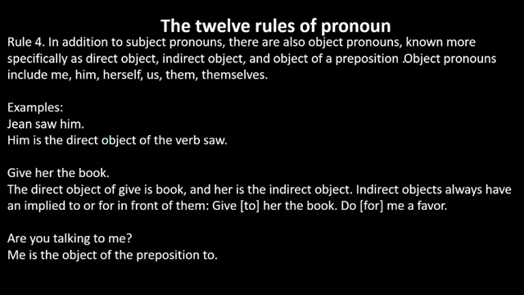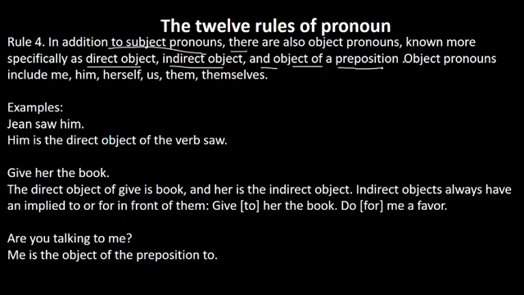Let's move on. Rule number 4. In addition to the subject pronoun, we know the object pronoun. By now, you should be able to classify between them without any argument, because it's very, very important. You should be able to know subject pronoun, object pronoun, and possessive pronoun without any confusion. They are also object pronouns, known more specifically as direct object, indirect object, and object of preposition.